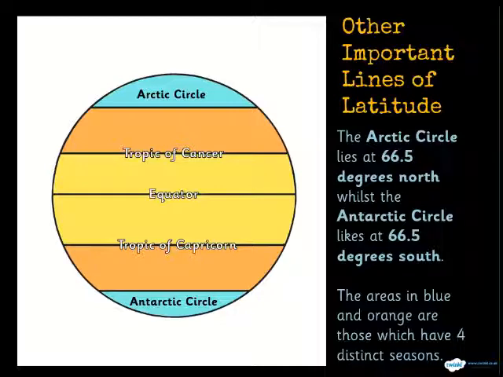Okay, guys, so we've got the Tropic of Cancer and Tropic of Capricorn, which are both on 23.5 degrees. One is north and one is south. And then we have the Arctic Circle and the Antarctic Circle. They're at 66.5 degrees each. One's in the north and one's in the south. You have to learn those as well.